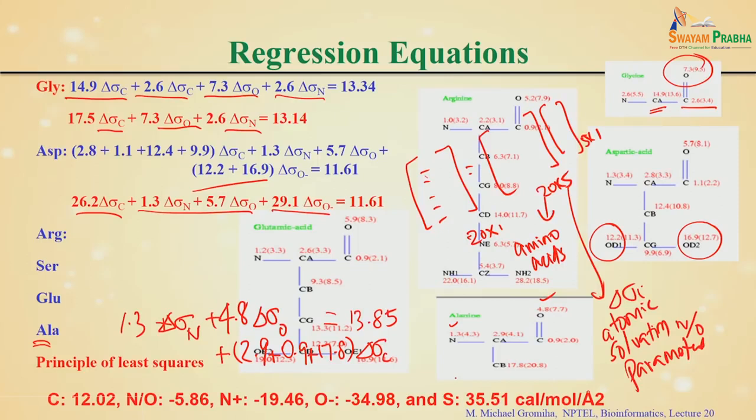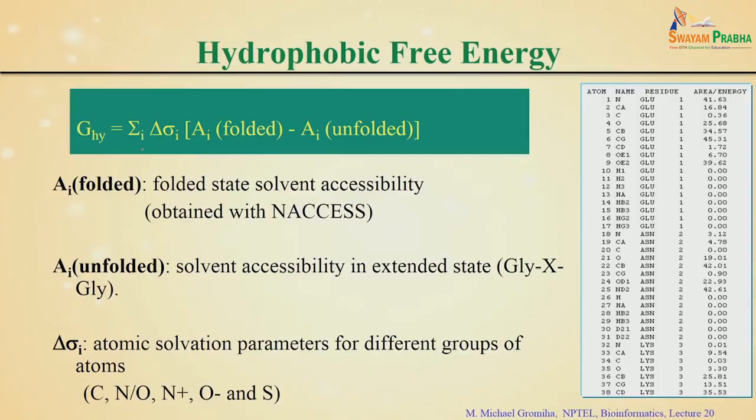It makes sense because if you see the hydrophobic groups, mainly carbon and sulfur, you can see the positive values for the transfer into the protein environment, and for the polar residues and charged residues, it is negative. And if you compare, the charged ones are more negative than the polar ones. That means these numbers are meaningful and reliable, and you can calculate the energy. So when you get the delta sigma I, now we can easily calculate GHY, because we know the AI folded and the AI unfolded.